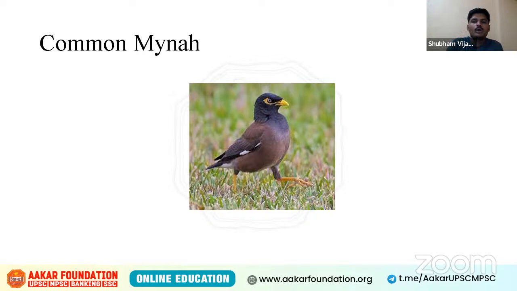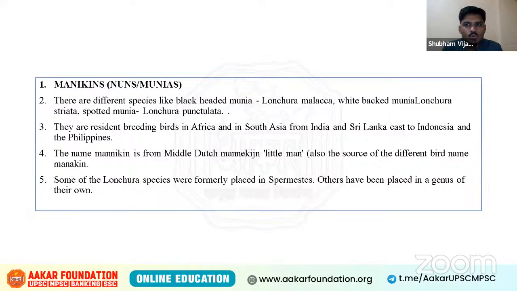Then the next one is mannikins or nuns or munias. These are different species like black-headed munia, which is also called Lonchura malacca, or white-backed munia, Lonchura striata, which is spotted. Black-headed munia is Lonchura malacca, white-headed munia is Lonchura striata, and spotted munia is Lonchura punctulata.